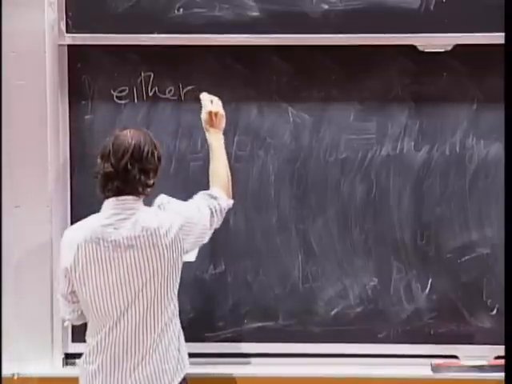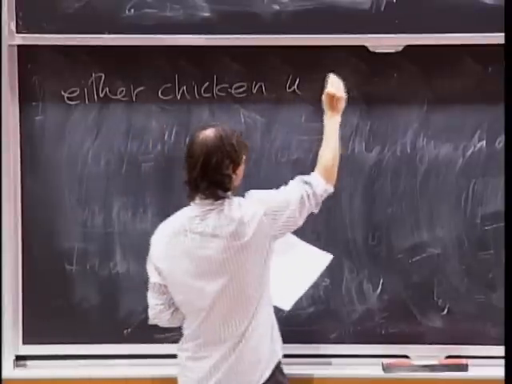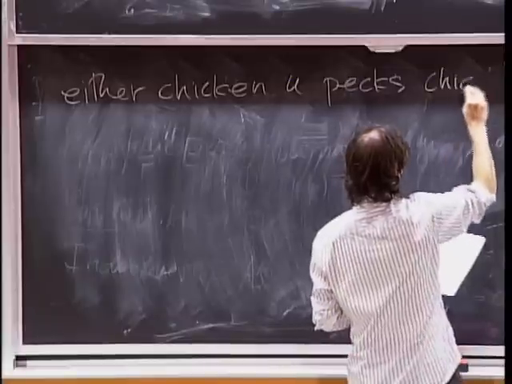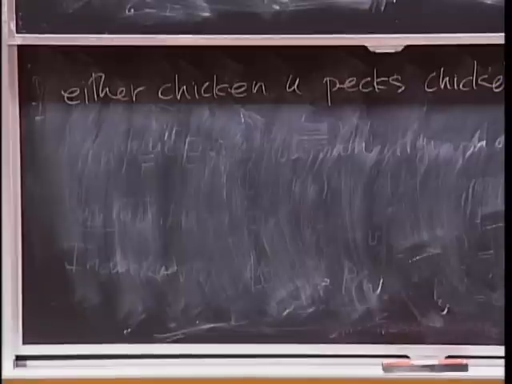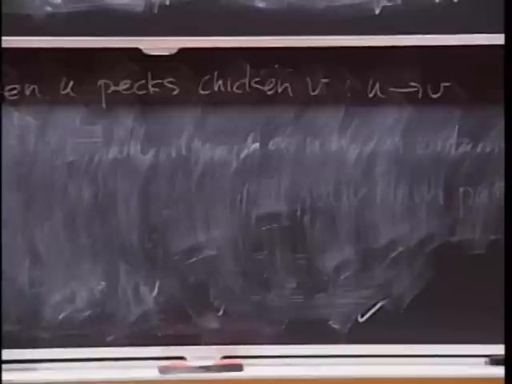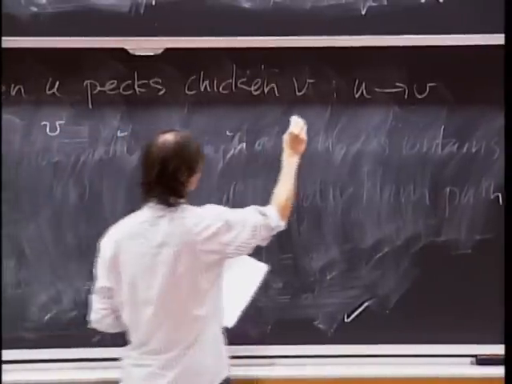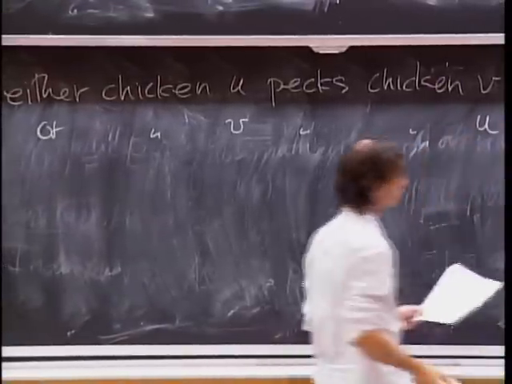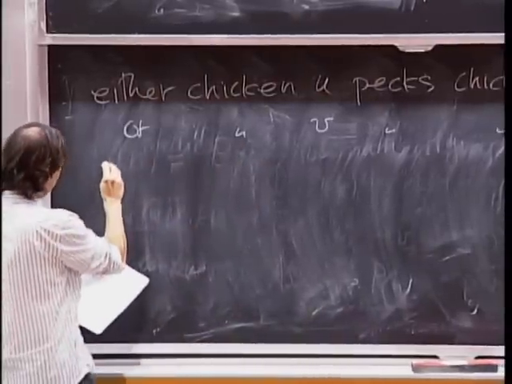We have that either a chicken U pecks a chicken V, and we say that U has a directed edge to V, so we're actually defining a tournament graph here. Or we have a chicken V that pecks a chicken U, and we get V has a directed edge to U. So we have a tournament graph, but now we define something new.